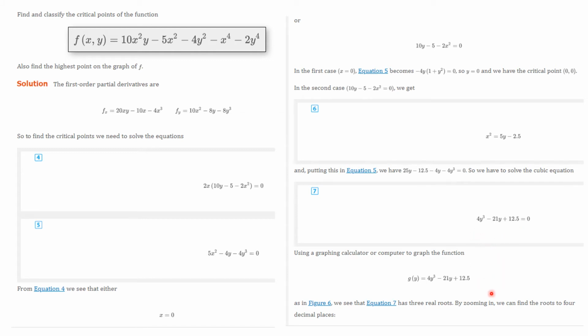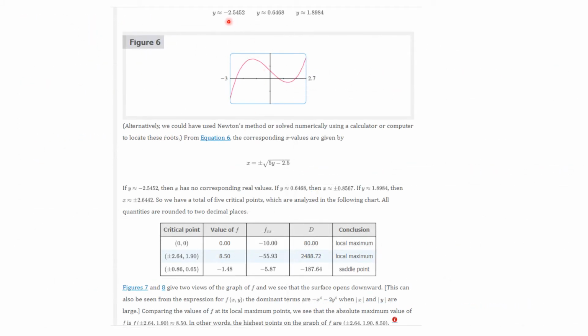Now, solving cubics is harder, but here we solve these approximately. Find that there are 3 real roots, so they're approximately 2.5, 0.6, and 1.9. And we could use Newton's method or something like that. But now what we're going to do is calculate the values of fxx and d for those various critical points. And we get that this one is a local maximum. That's a local maximum, and that is a saddle point.